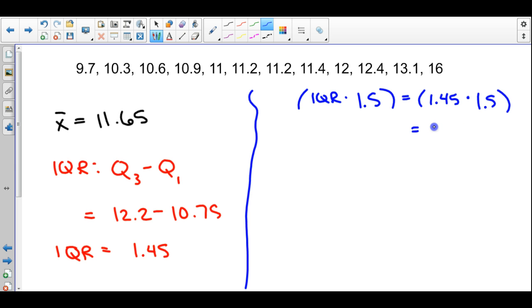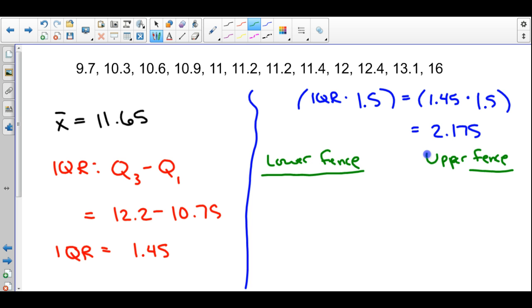If you multiply that out, you get 2.175, and this is the value that's going to help us calculate our upper and lower fence. So, lower fence, and then upper fence. In order to calculate the lower fence, we're going to take Q1 and subtract this 2.175 value. And in order to calculate the upper fence, we're going to take Q3 and add the 2.175.